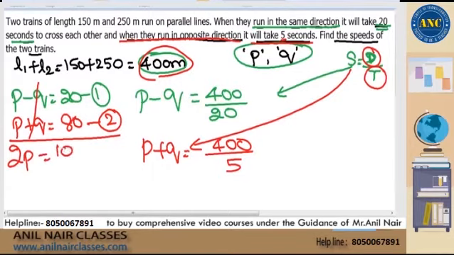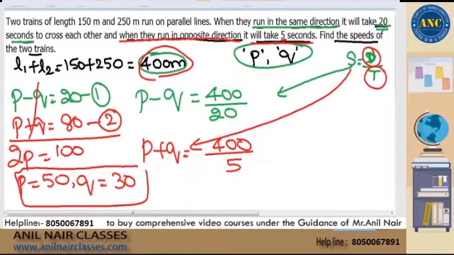2P is equal to 100, so P is equal to 50. If P is equal to 50, Q should be the remaining 30 because P plus Q is 80. Answer is 50 and 30. I hope it is clear. We are only discussing the concept of relative speed to solve such kind of problems. Please remember, relative speed is the difference between the speeds if they are in the same direction, and the sum of the speeds if they are in opposite directions. I hope it is clear, sir.